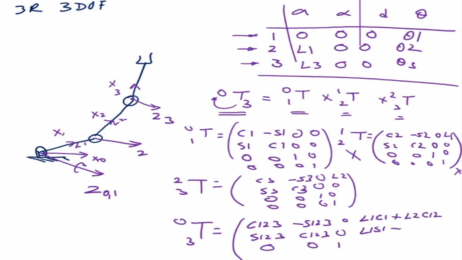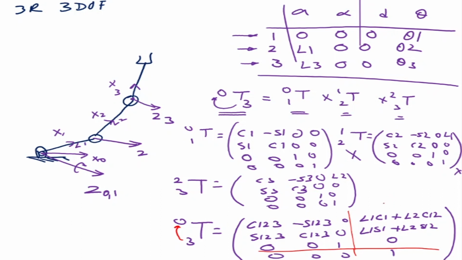This is L1 sin θ1 plus L2 sin θ12. This is 0, this is 0, 0, 0, 1. Now this matrix relates the third frame with respect to the 0 frame. Please note that this has 4 parts.